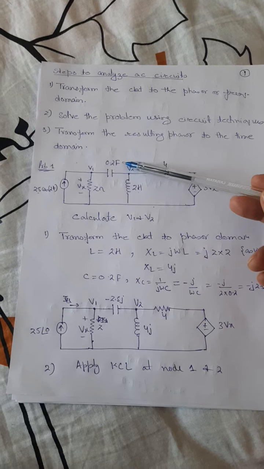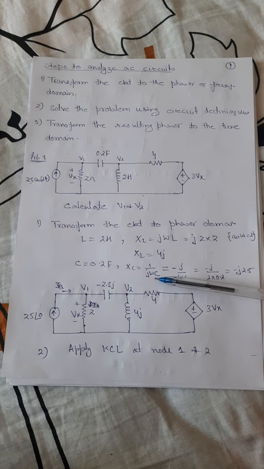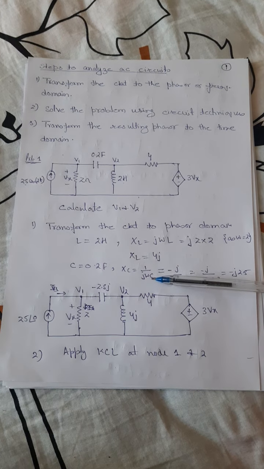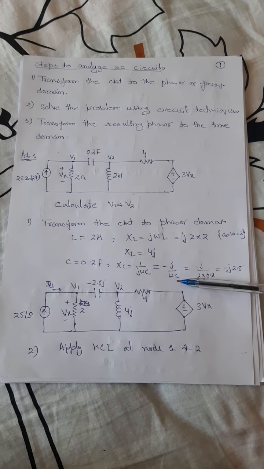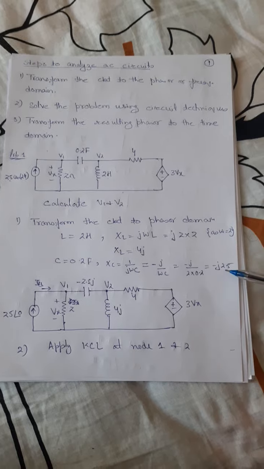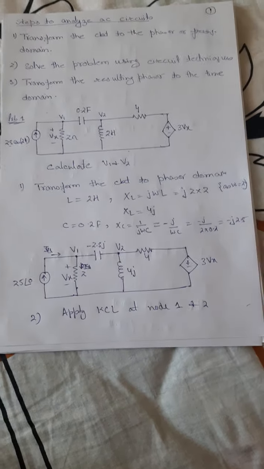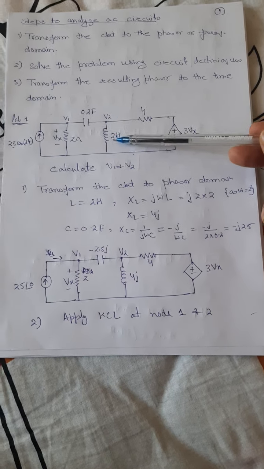Capacitance is 0.2 farad. So what will be XC? XC is equal to 1 upon j omega C. I will take j from the numerator to the denominator, so it will be minus j by omega C. So XC will be minus j 2.5. Now I have the values of XL and XC.